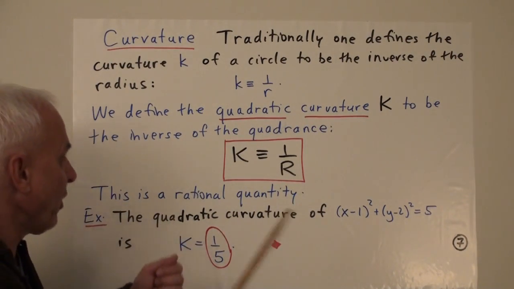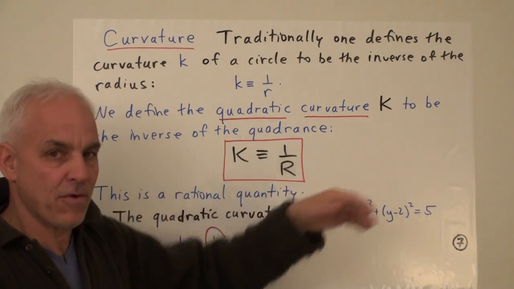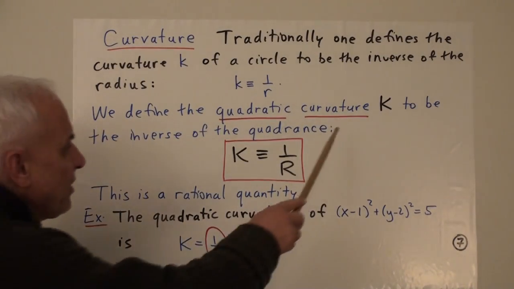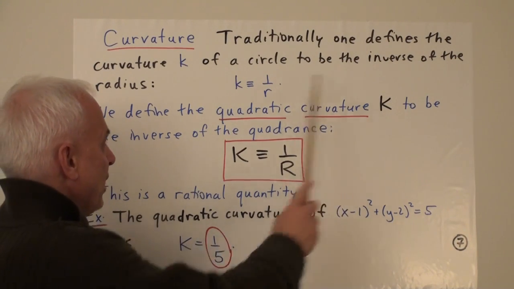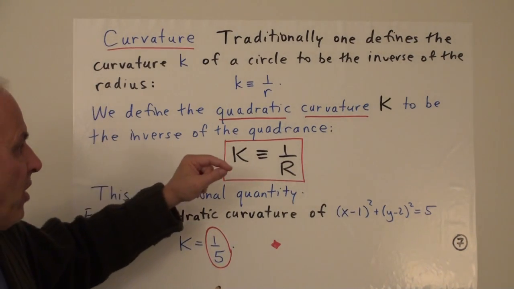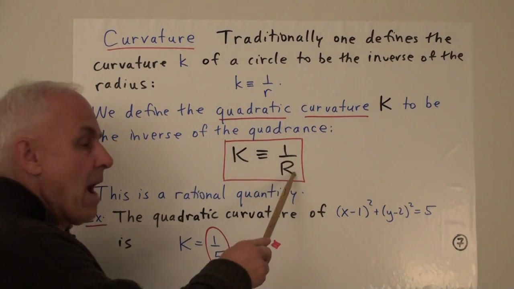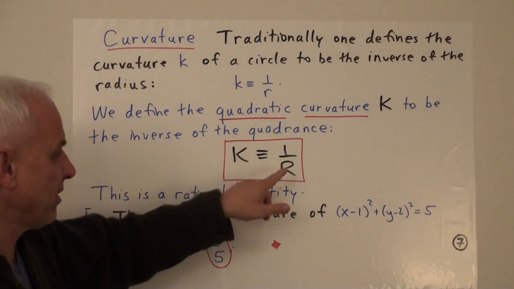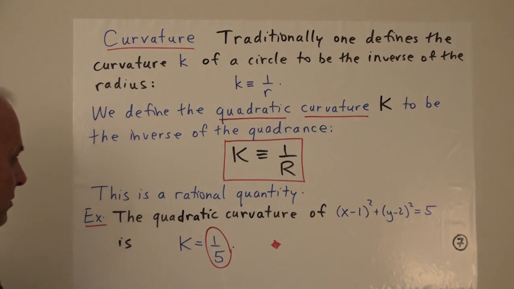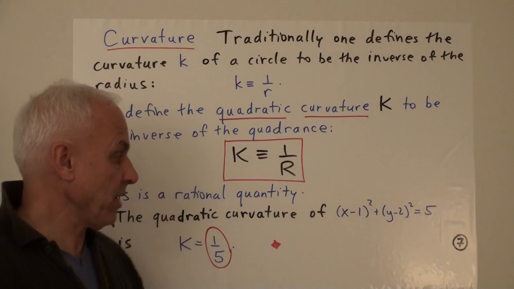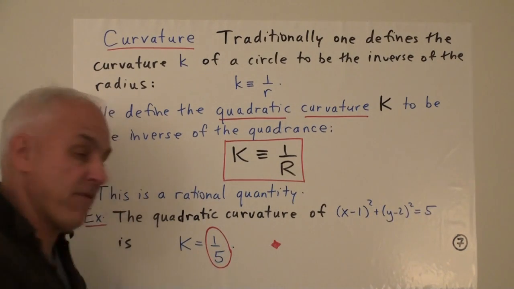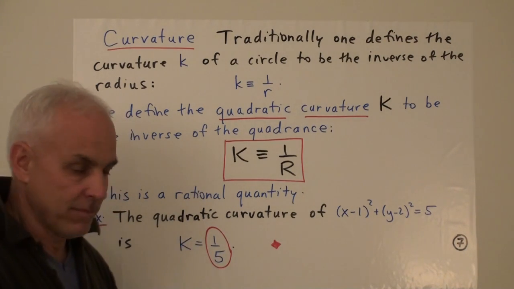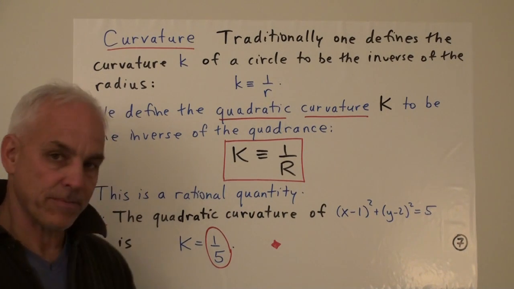And in keeping with our general tendency to write capitals for the quadratic analogs of ordinary quantities, we'll write the quadratic curvature as capital K. And so our definition is that it's the inverse or the reciprocal of the quadrance. So 1 over capital R. This is a rational quantity because the quadrance of a circle is rational. So for example, the quadratic curvature of this circle, x minus 1 squared plus y minus 2 squared equals 5, will be K equals 1/5 because the quadrance is 5. So 1 over the quadrance is the curvature.